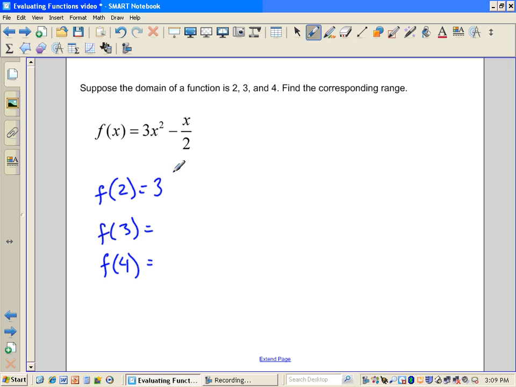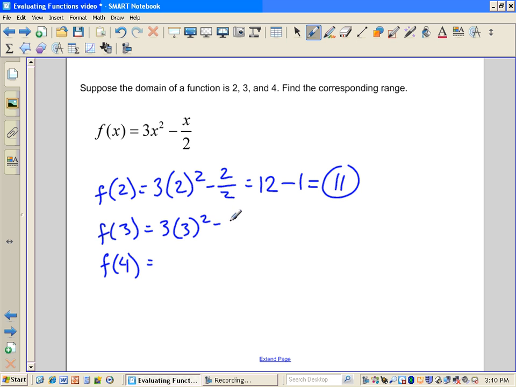So for the 2, it becomes 3 times 2 squared minus 2 over 2. Exponents first, right? So 2 squared is 4. 4 times 3 is 12. Subtract 2 over 2 is 1. My output is 11. For this one, it's going to be 3 times 3 squared minus 3 over 2. 3 squared is 9. 9 times 3 is 27. So I have 27 minus 3 halves is 1.5. So I'm left with 25.5.